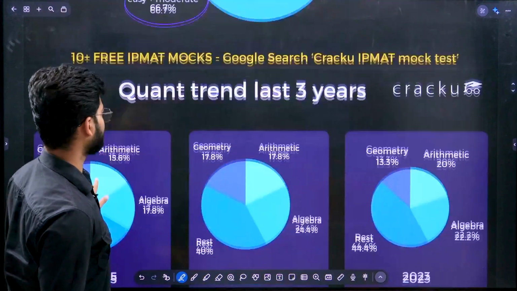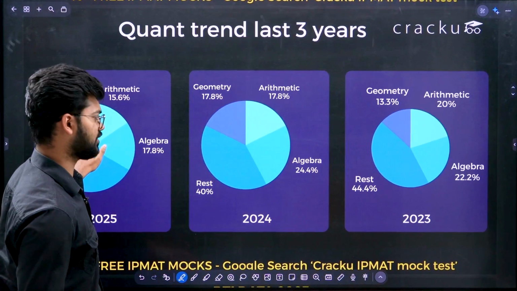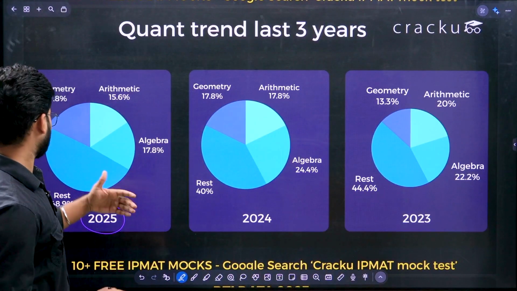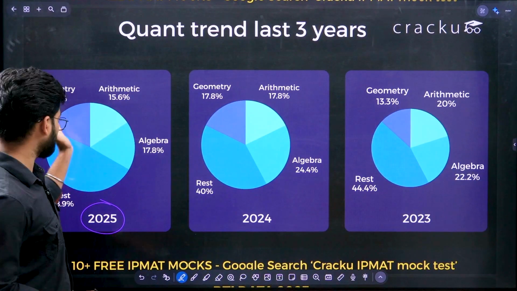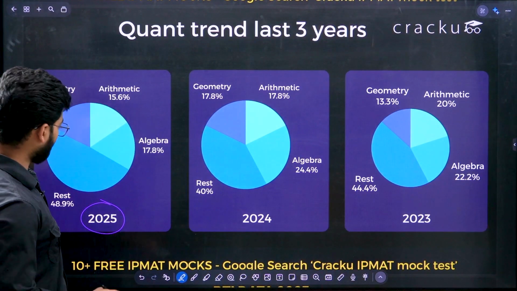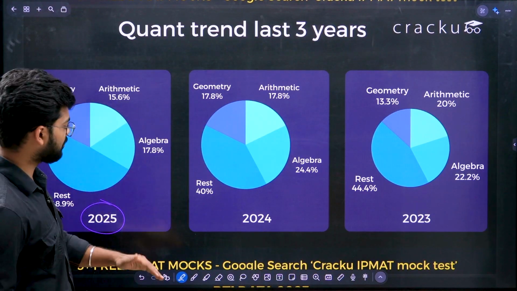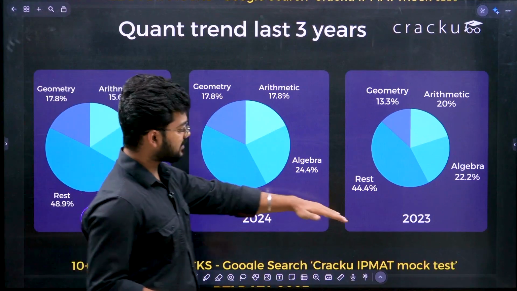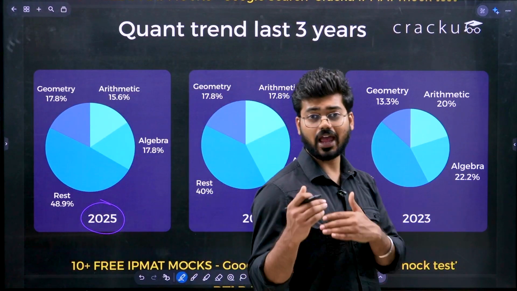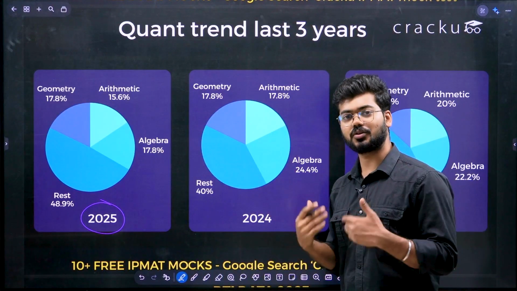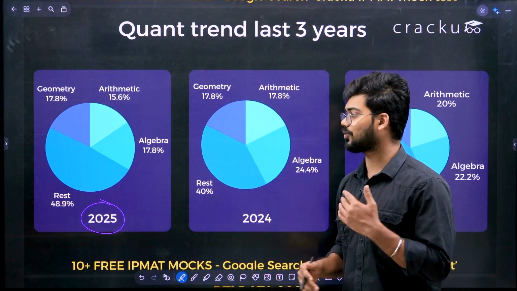Coming ahead, if we see the trend analysis for the last 3 years, in 2025 arithmetic, algebra and geometry comprised more than 50% of the total number of questions coming in quants. The same goes for 2024 and the same goes for 2023. So as you can see, geometry, arithmetic and algebra are must-do topics. You cannot afford to miss these.